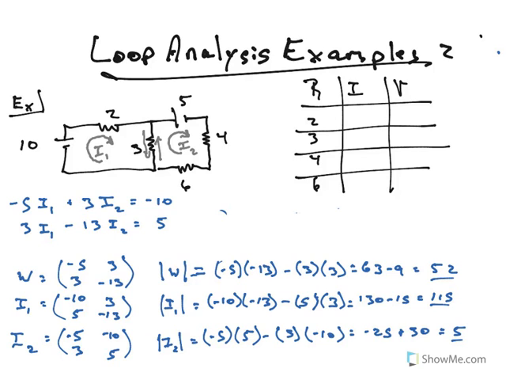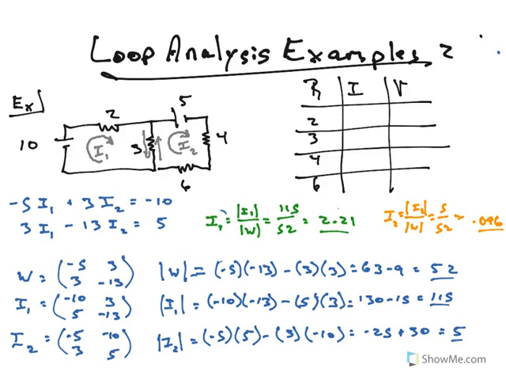I'll do this in green. I1 is the determinant of I1 over the determinant of W, which is 115 over 52. Let me go ahead and get an answer out of it. 115 over 52 gives me 2.21. And then I2, same thing can be done. I2 is the determinant of I2 over the determinant of W. 5 over 52. Which gives me 0.096.